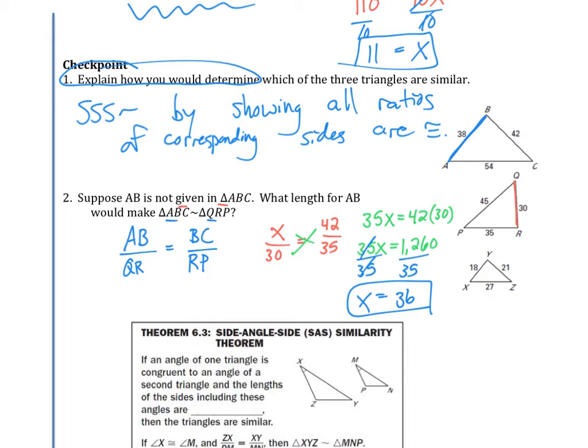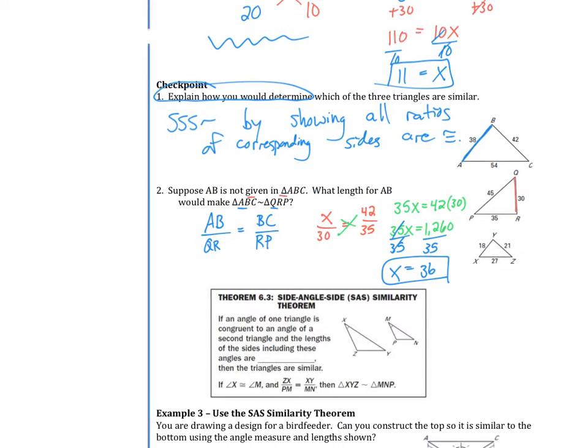So if X were 36, then the 2 triangles would be similar. So that would be side, side, side similarity. All 3 ratios of the corresponding sides are equal.